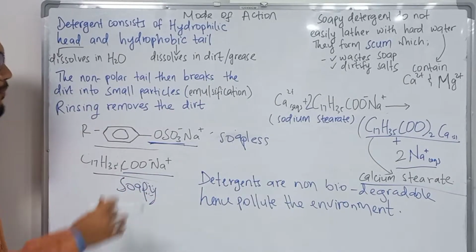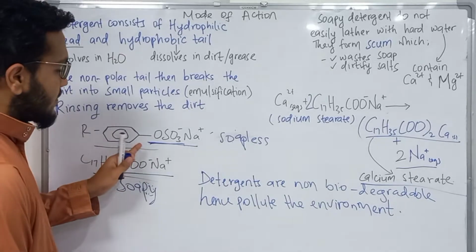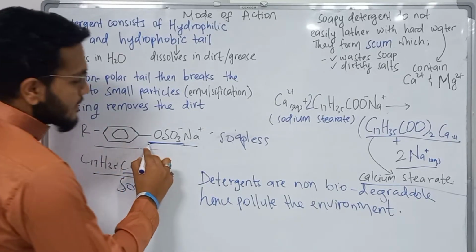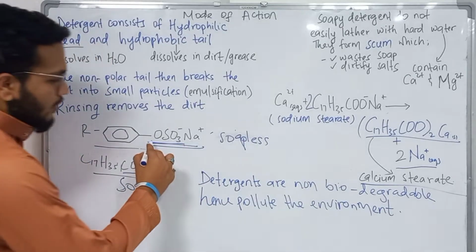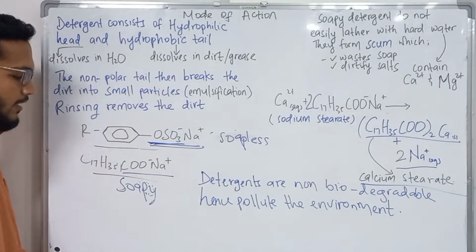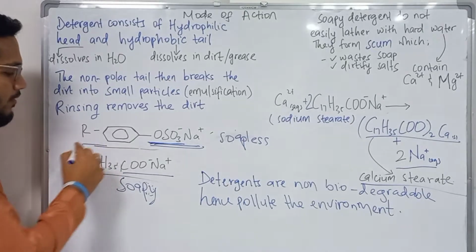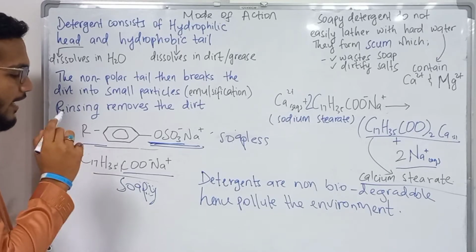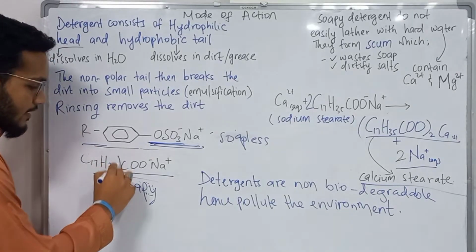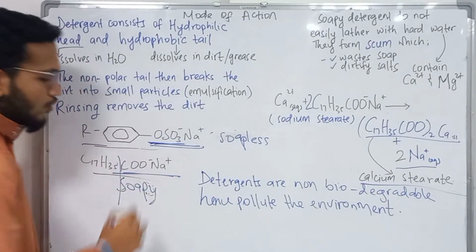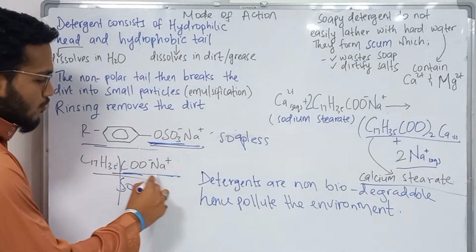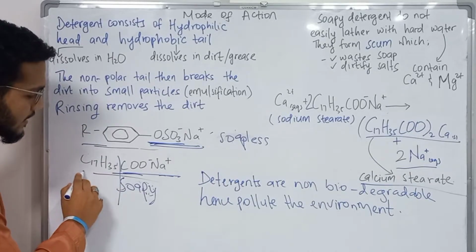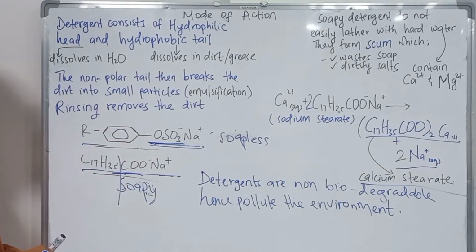Now let's see which part of this has the hydrophilic head and the hydrophobic tail. The hydrophilic head is the functional group, that is the sulfonate group together with the sodium. And the hydrophobic tail is the R group. Okay? Now in the soapy detergent, the hydrophilic head, we divide it here, is the functional group, the carboxyl group and the sodium group. And the hydrophobic tail is the long chain organic compound, which is C17H35.